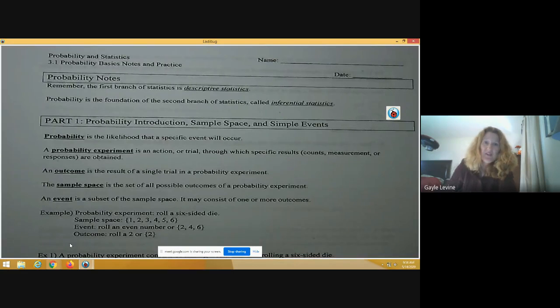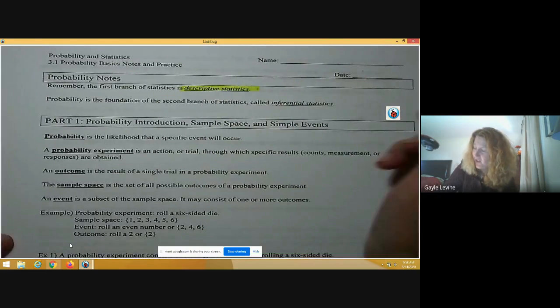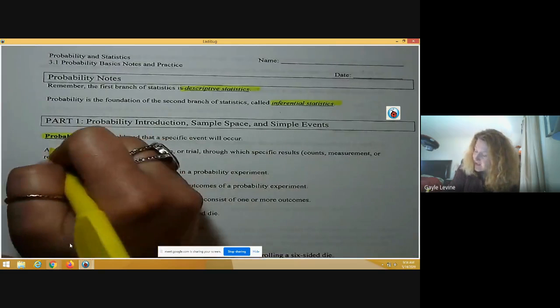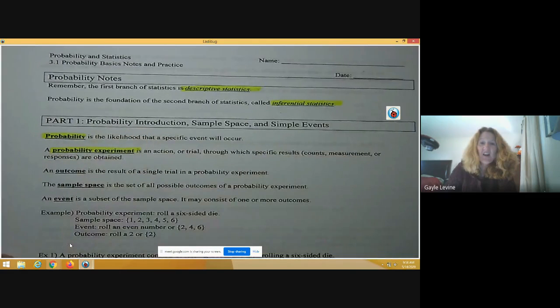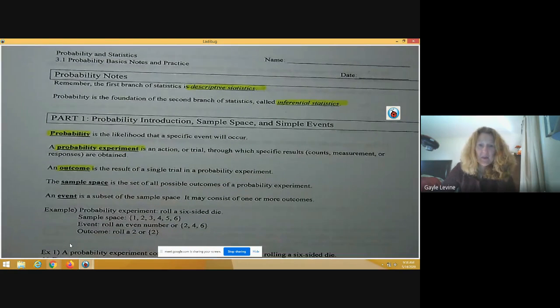So remember, the first branch of statistics is descriptive statistics, and then the second branch is called inferential statistics. Probability is the foundation of the second branch of statistics. Probability is the likelihood that a specific event will occur. Anytime you do a probability experiment, that's an action, a trial, through which specific results, counts, measurements, or responses are obtained. An outcome is the result of a single trial in a probability experiment.